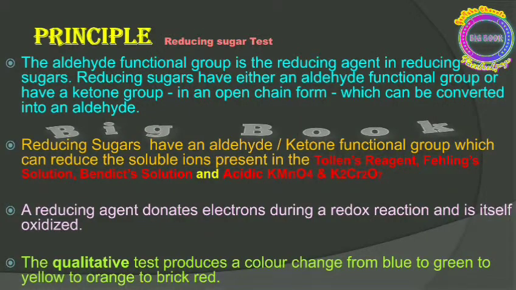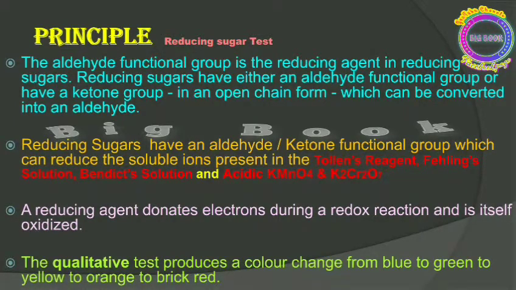So these aldehydic or ketonic functional groups are going to readily react with whichever reagent, that is, Tollen's reagent, Fehling's solution, Benedict's solution, or acidic KMnO4 or K2Cr2O7. They are going to oxidize, giving rise to a new compound, that is the carboxylic acids from the aldehyde and the ketone. So that is the second point.